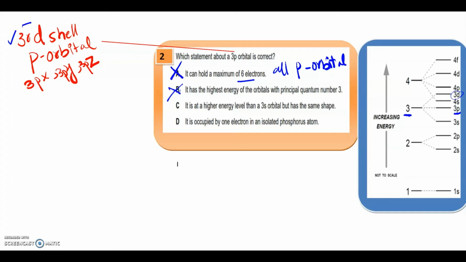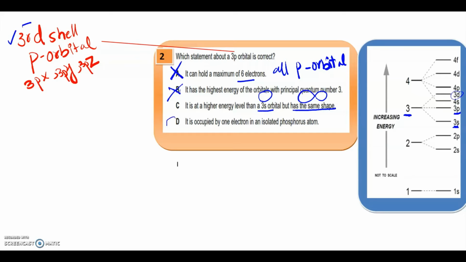Option C, it is at a higher energy level than the 3s orbital. Yes, the p orbital is at a higher energy level than 3s, but its second part is incorrect. Has the same shape? No. S has a spherical shape and p orbital has a dumbbell shape.